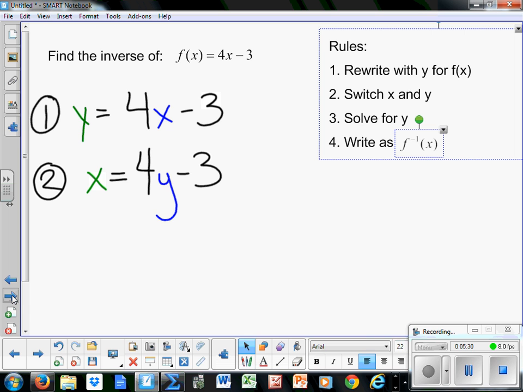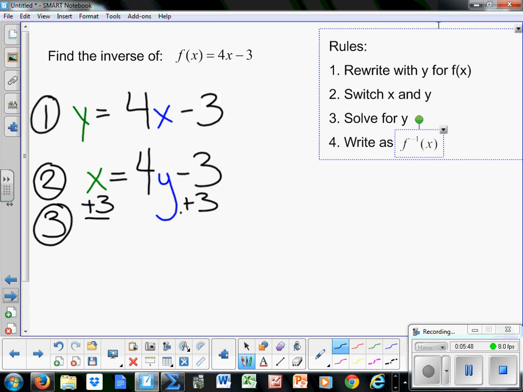The next step is to solve for y. Here, now it's algebra. A lot of times you want to get it to y equals because that's what's comfortable. That's exactly what we're doing here. We're going to add 3 to both sides to get x plus 3 over here equals 4y.